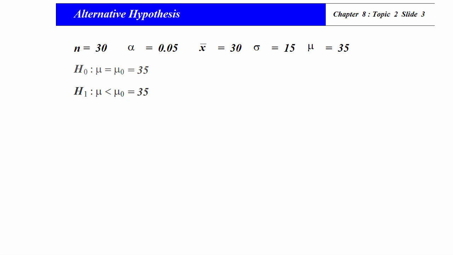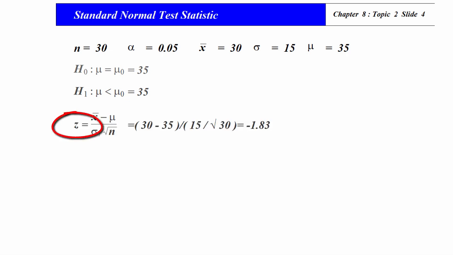Here the assumptions are satisfied. N is greater than or equal to 30, and the standard deviation is known. Therefore, the population's distribution need not be normal to invoke the central limit theorem. The test statistic is z.